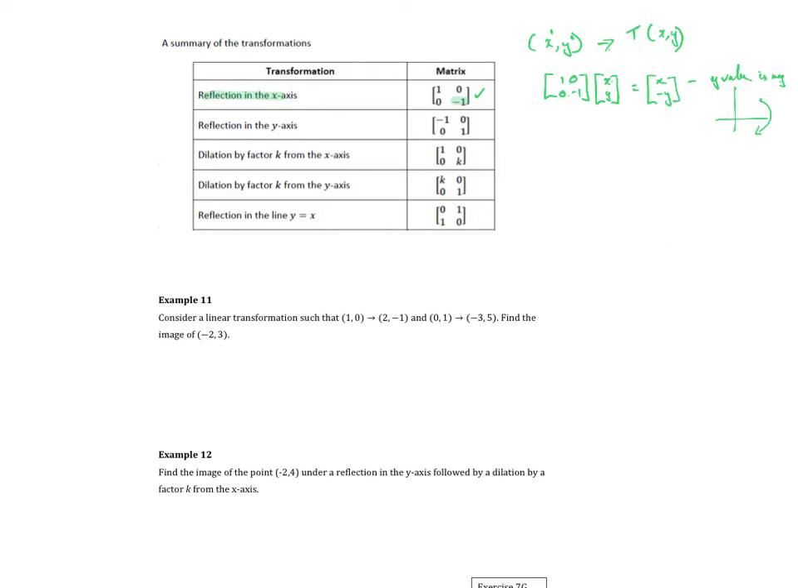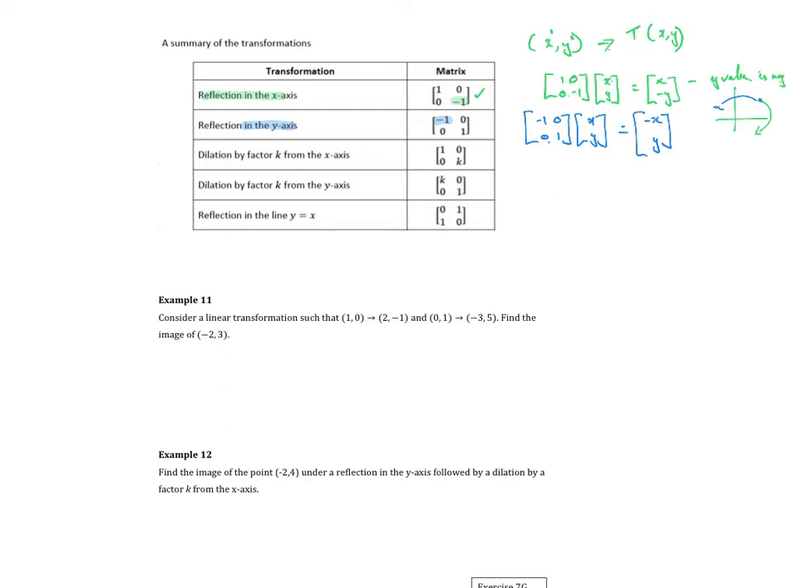All right. What happens if I do negative 1, 0, 0, 1 times some point x, y? I get negative 1 times x, which is negative x, plus 0 times y, which is 0. And then I get 0 times x plus 1 times y, which is y. So what happens here? The x value becomes negative. So the x value comes from there and it goes to there. So that's a reflection in the y-axis. So that's what that does.